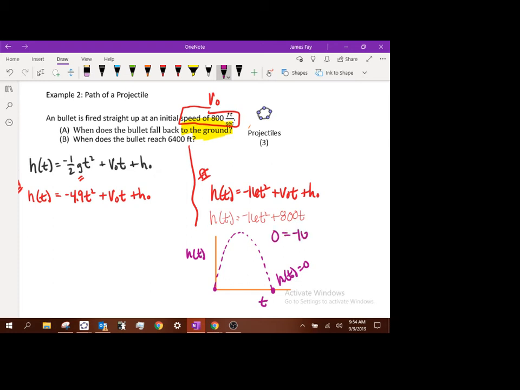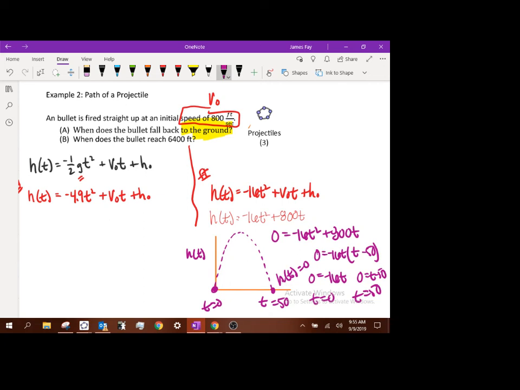So 0 is equal to negative 16 t squared plus 800 t. I'm going to factor that. Should give me 50. So then I get 0 is equal to negative 16t, and 0 is equal to t minus 50. Here it's telling me t is 0, which correlates to that point right there. This is telling me t is 50, which correlates to the time when it comes back down to the ground. Does that make sense? So when they say hits the ground or returns to the ground, they're implying a height of 0. So you plug 0 in for h of t, and you solve.